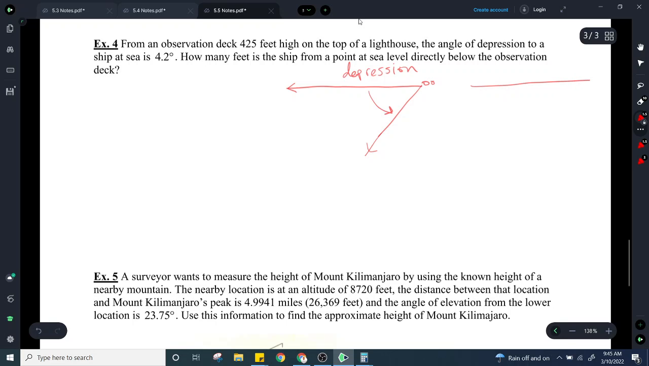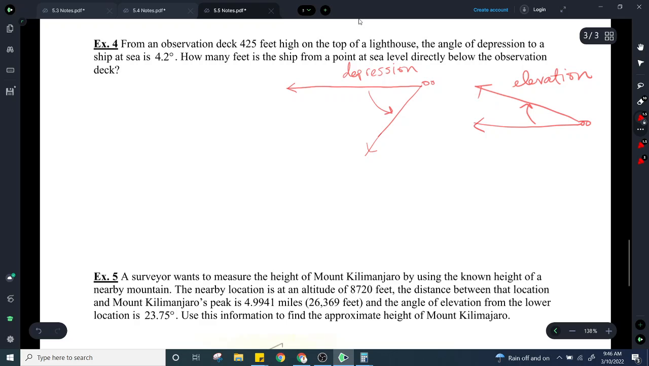You can also have something called an angle of elevation, where it's measured from your line of sight, but going upwards. Let me draw that again. If this were my line of sight this time, then my angle of elevation would be measured from the line of sight upwards. So that would be your angle of elevation, something like that.